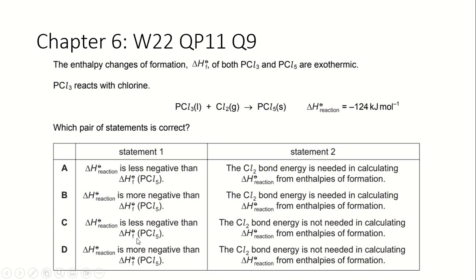So, statement 1, we are supposed to find out if the enthalpy change of reaction, which is this negative 124, is less negative than the enthalpy change of formation of PCl5 or more negative. And statement number 2, we are supposed to find out if the Cl2 bond energy is needed in calculating the enthalpy change of reaction from enthalpies of formation. Now I'm going to go to the next slide.